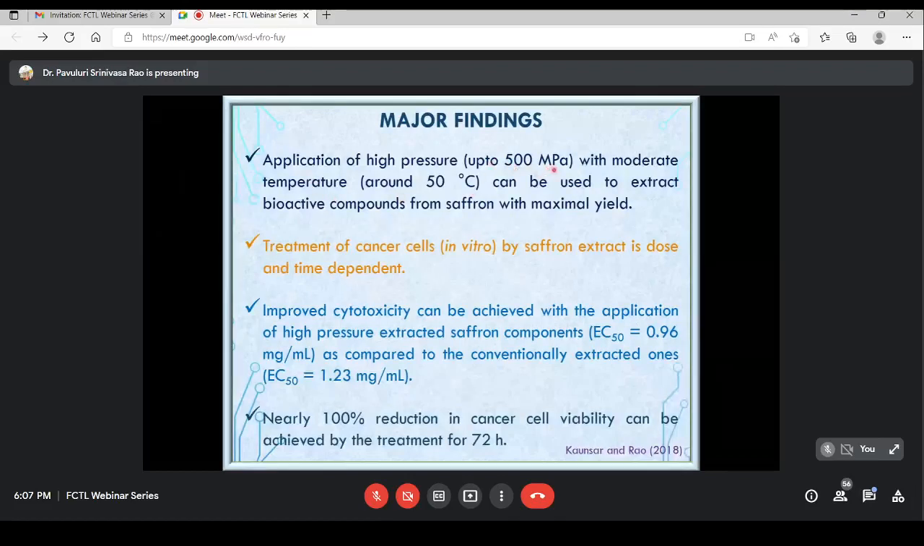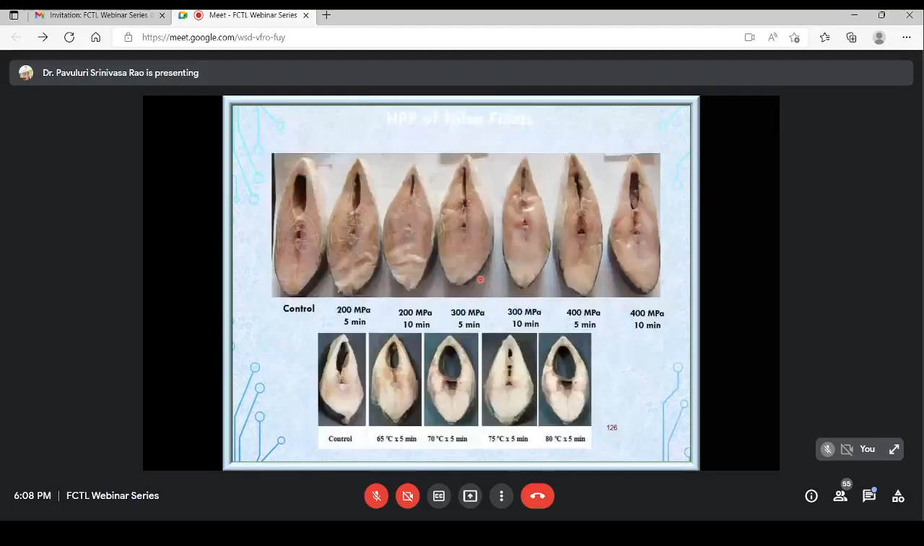So application of pressure up to 500 megapascal with a moderate temperature of 50 degrees centigrade can be used for the extraction of bioactive compounds from saffron with maximal yield. And the treatment of cancer cells in vitro by saffron extract is dose and time dependent, which has been proved. And as I told, the EC50 value was lower in the case of saffron components treated with HPP compared to the extract done with conventional thermal treatment. That means the bioactives present have a higher activity in the high pressure treated ones. These kinds of studies are at the forefront nowadays for several other compounds also.